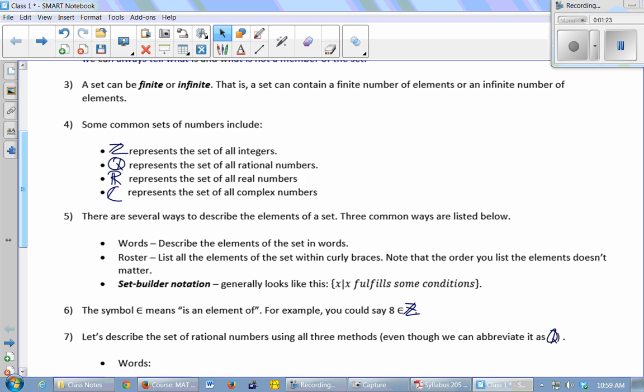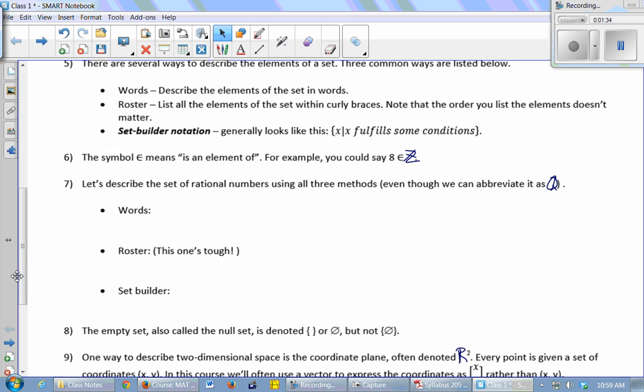There are several ways to describe the elements of a set. Three common ways are listed here. We could describe it in words, just describe the elements of the set in words. You could make a list of all the elements in the set. That's called the roster method. And you always put them in curly braces when you list them. Note that the order that you list the elements doesn't matter. And you could use set builder notation, which generally looks like this. There's a curly bracket, and you would read this as the set of all x's such that, the vertical line is read such that, x fulfills some condition.